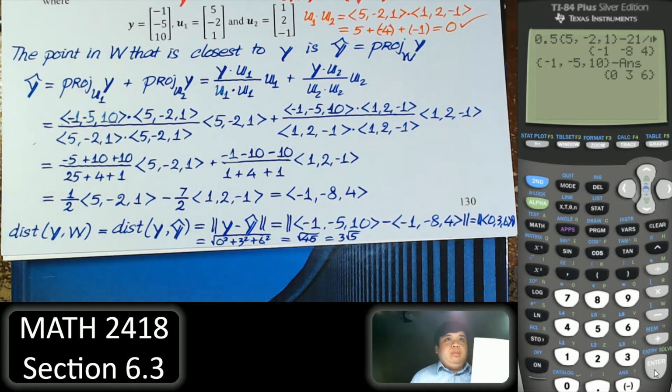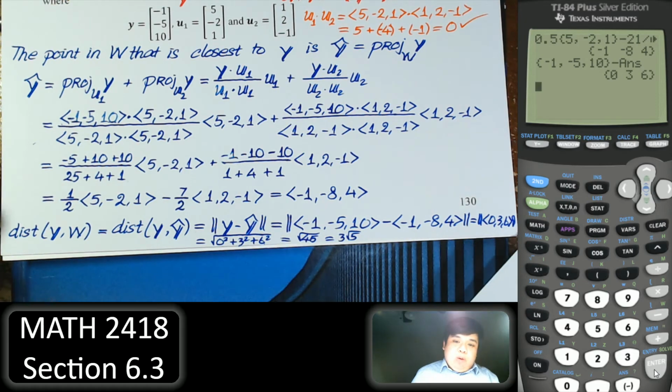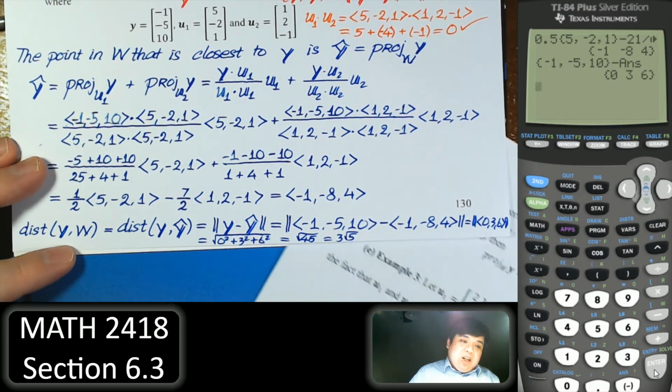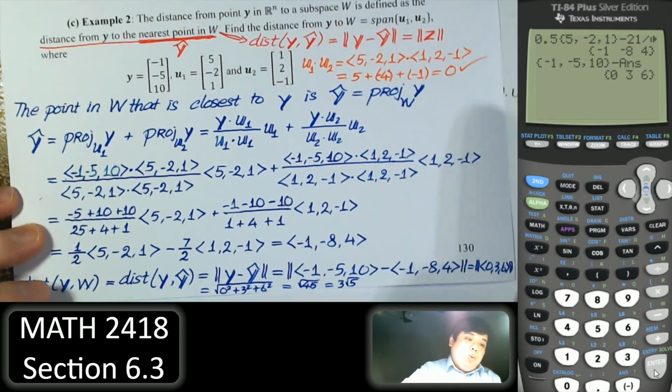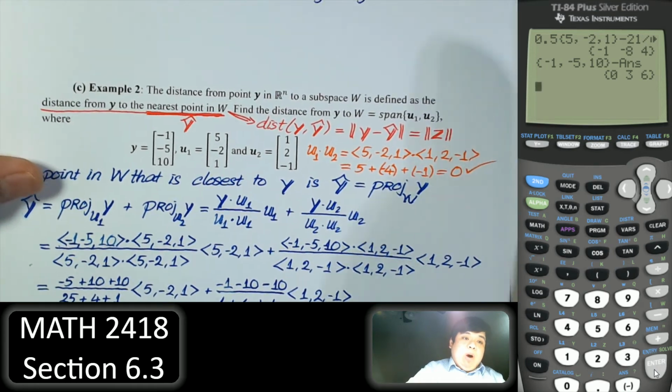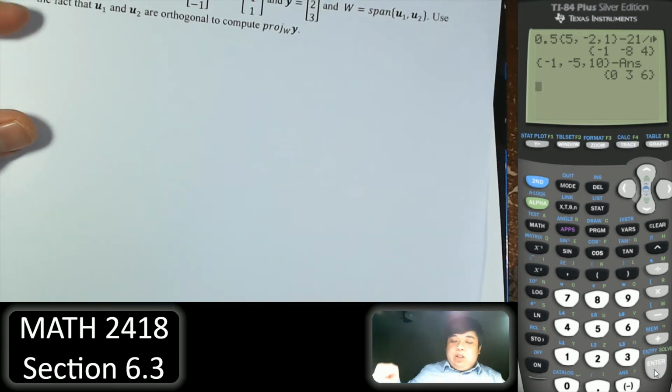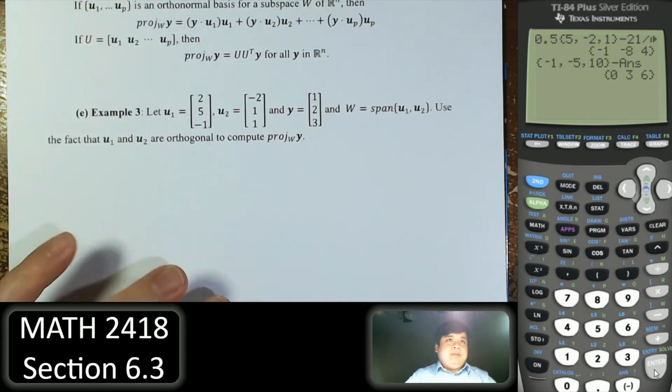So simple enough, right? The orthogonal projection is the point that is closest to y but on W, and if we want to find the distance, we just subtract the closest point on W from y.